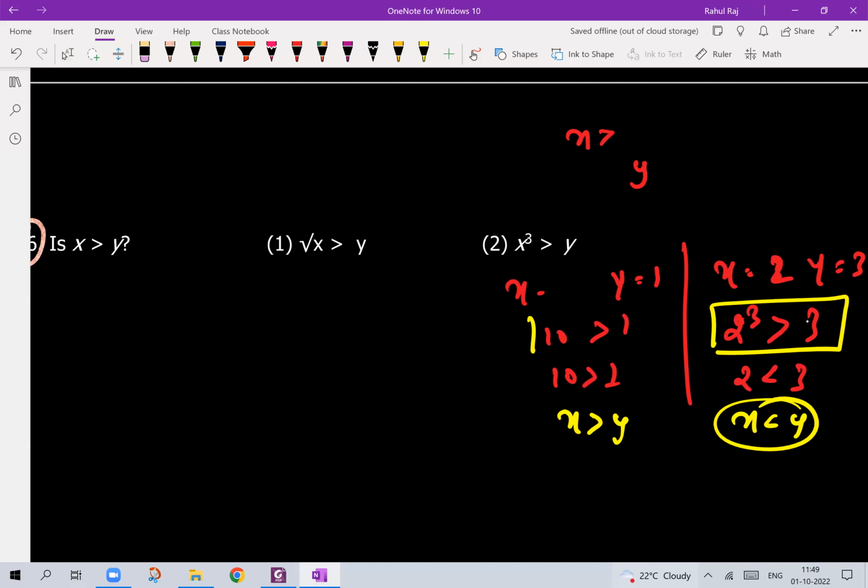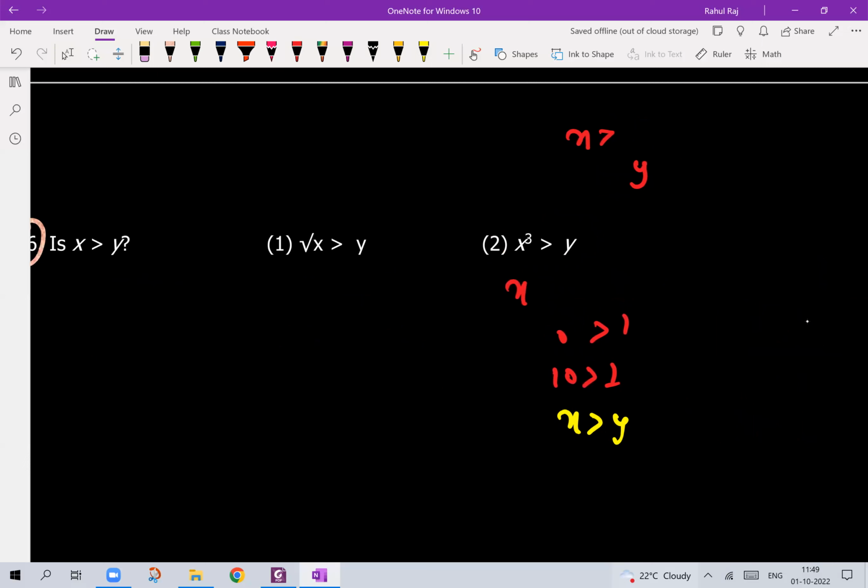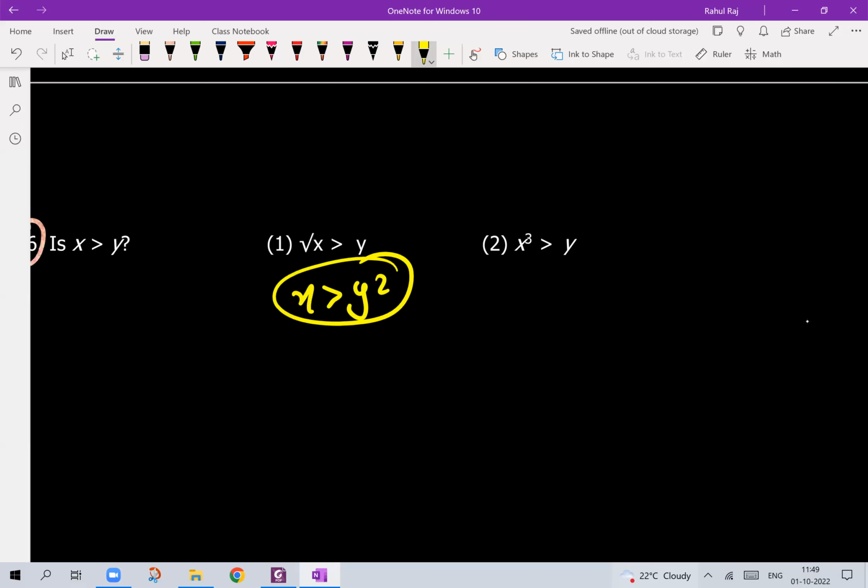How do you combine these statements? I'm just telling you, I'm not going ahead and combining it. You have to do it by yourself. x is greater than y square and x cube is greater than y. If I combine this, what happens? x plus x cube is greater than y square plus y.